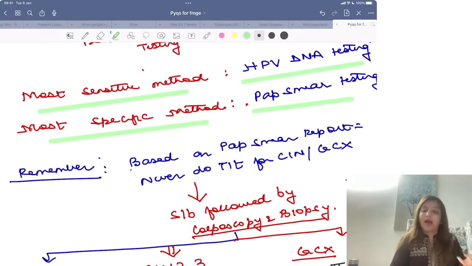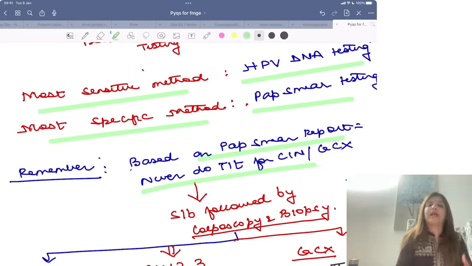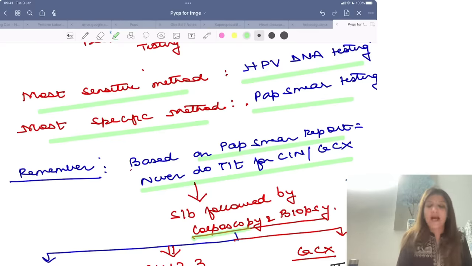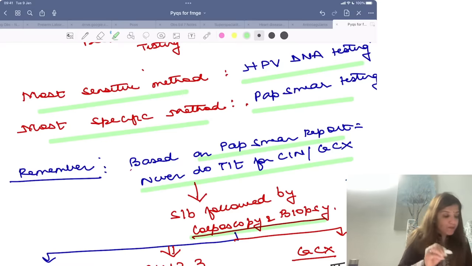WHO कहता है कि why pap smear should not be done in developing countries like India is क्योंकि based on pap smear report, we can never do the treatment for CIN or for cancer cervix. अगर हम pap smear करते हैं and if anything abnormal report comes, then you always have to do colposcopy and biopsy. So pap smear should always be followed by colposcopy and biopsy.